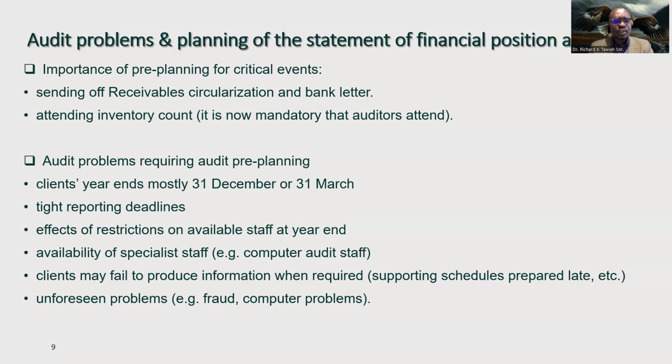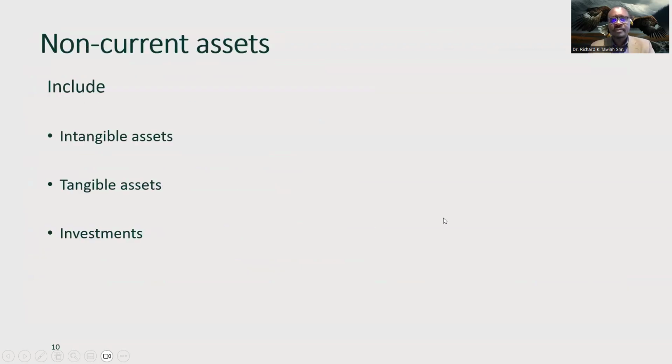Effects of restrictions on availability of staff at year end, like I said, if you have limited staff and you have clients whose year ends are on the same date, that gives you some headache. And then do you also have specialist staff, computer audit staff? Clients may fail to produce information when required. And then when you have a tight deadline to meet, auditors will sometimes end up sleeping in the client's office just to meet tight deadlines. And I remember my experience with KPMG. Unforeseen problems, there could be fraud, there could be power outage, IT disruptions, computer problems. These are issues sometimes you face on the field and it could drive you crazy if you're not careful.